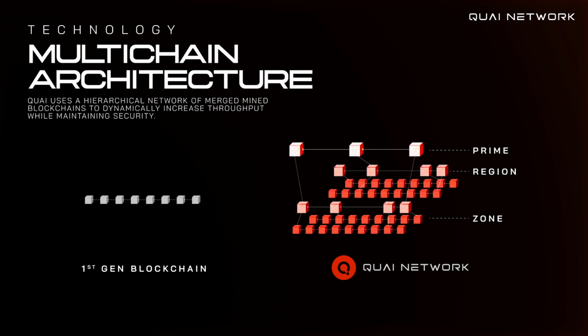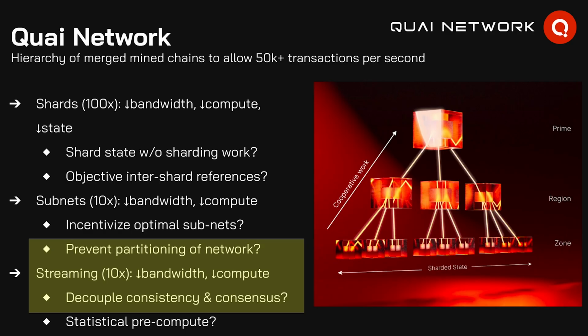If you look on the left here, we see a traditional first generation blockchain. And if you look on the right, you'll see a hierarchy of merge mined blockchains that allows us to dynamically increase throughput while maintaining security guarantees that are similar to something like Bitcoin. There are a number of things that Quai is doing to allow us to increase our throughput. We've gone over shards before, we've gone over subnets before. Today we're going over merge mined transactions. Merge mined transactions allow us to do things in both subnets and in terms of streaming processing of blocks that we wouldn't otherwise be able to do without merge mined transactions.